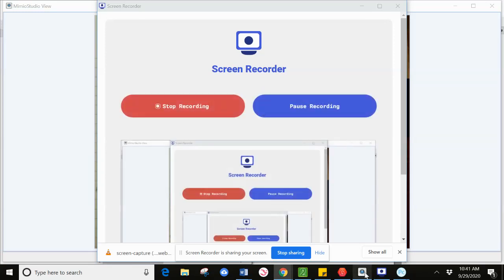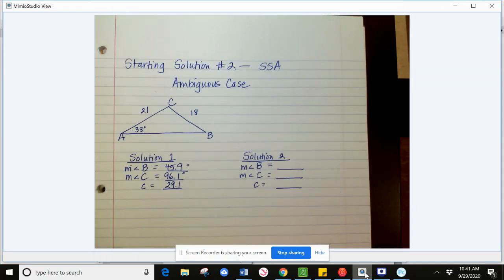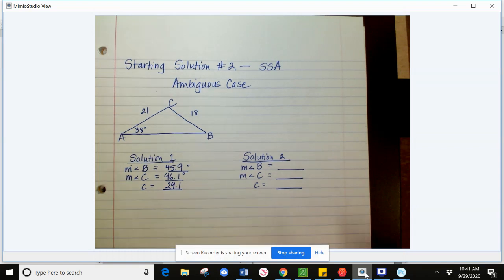Hey everybody, I've got a little short video here, not explaining the entire ambiguous case for the law of sines, but just giving you an example of how to start solution 2. I think most of you are good at finding the first solution, even verifying that you're going to have two solutions, but how do you start that second solution?